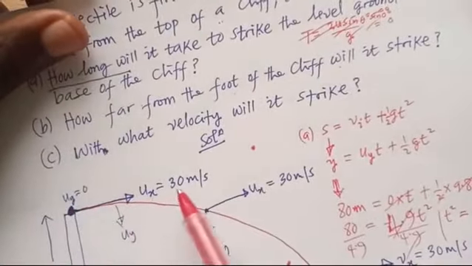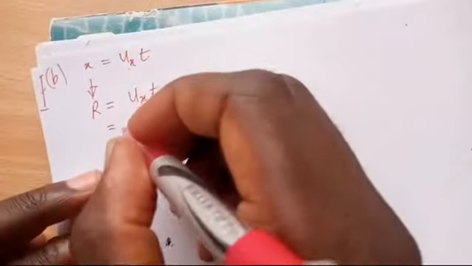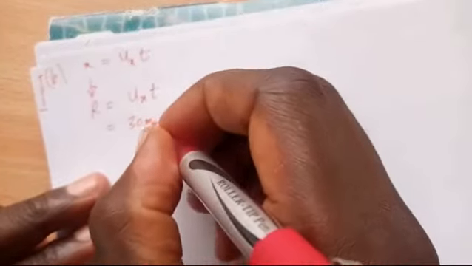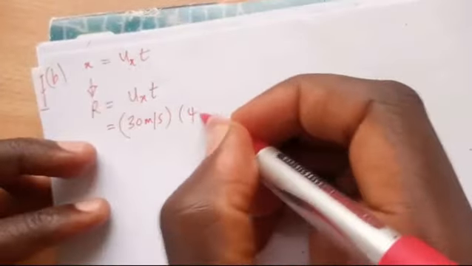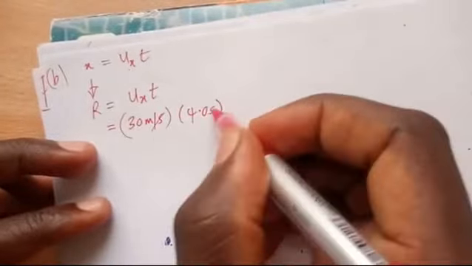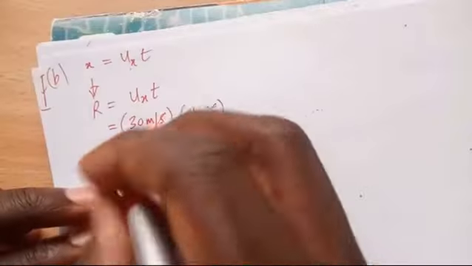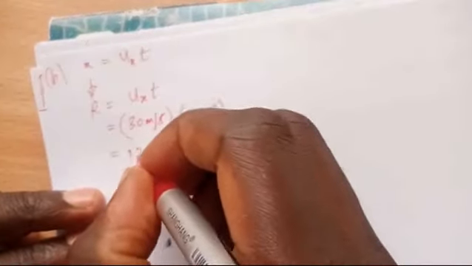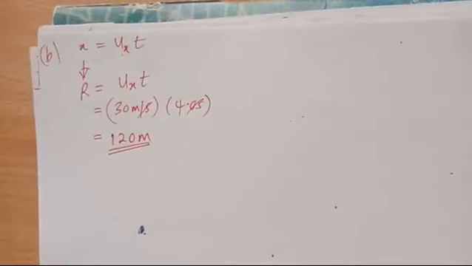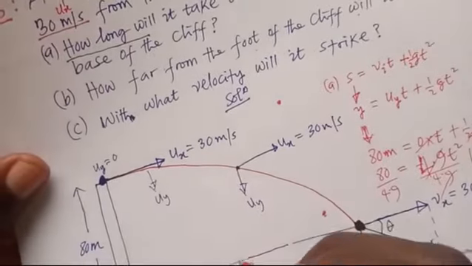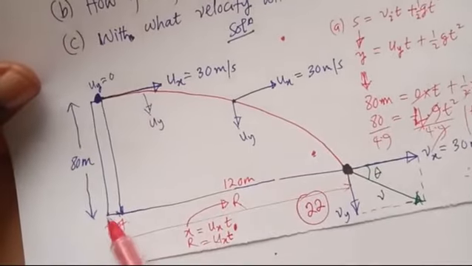You see that u sub x is 30 meters per second. So now we can use our 30 meters per second, multiplied by the time we calculated in A, which is 4.0 seconds. Per second cancels second, so 30 times 4.0 gives us 120. So the range, which is the maximum horizontal distance covered, is 120 meters. This means the striking point is 120 meters away from the foot of the cliff.